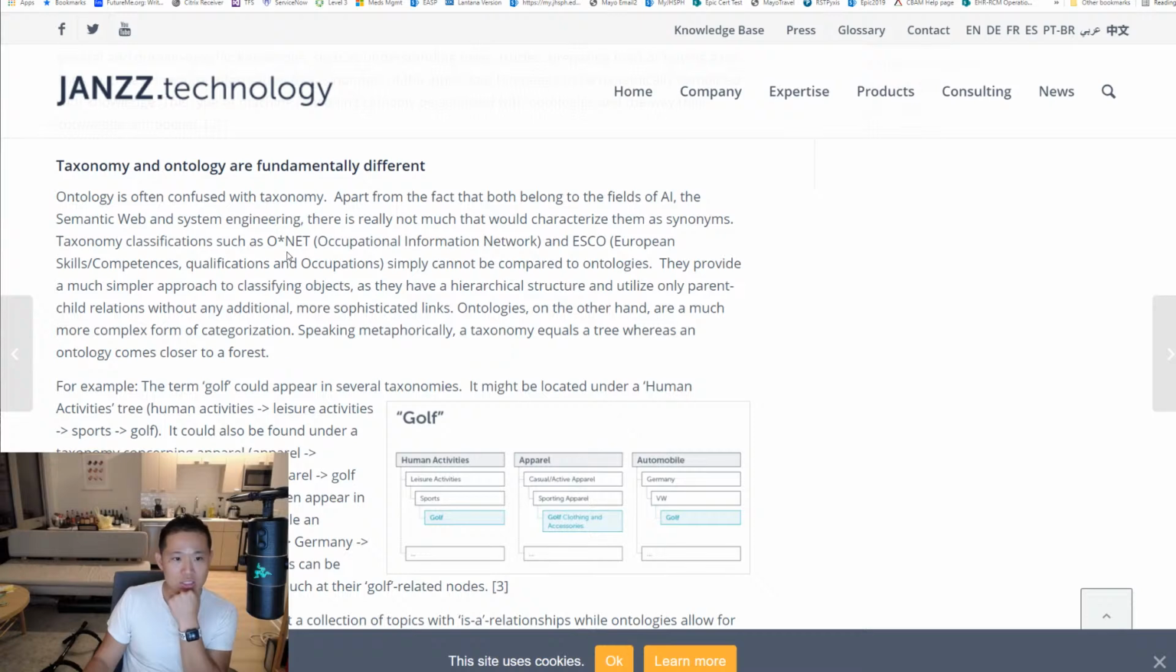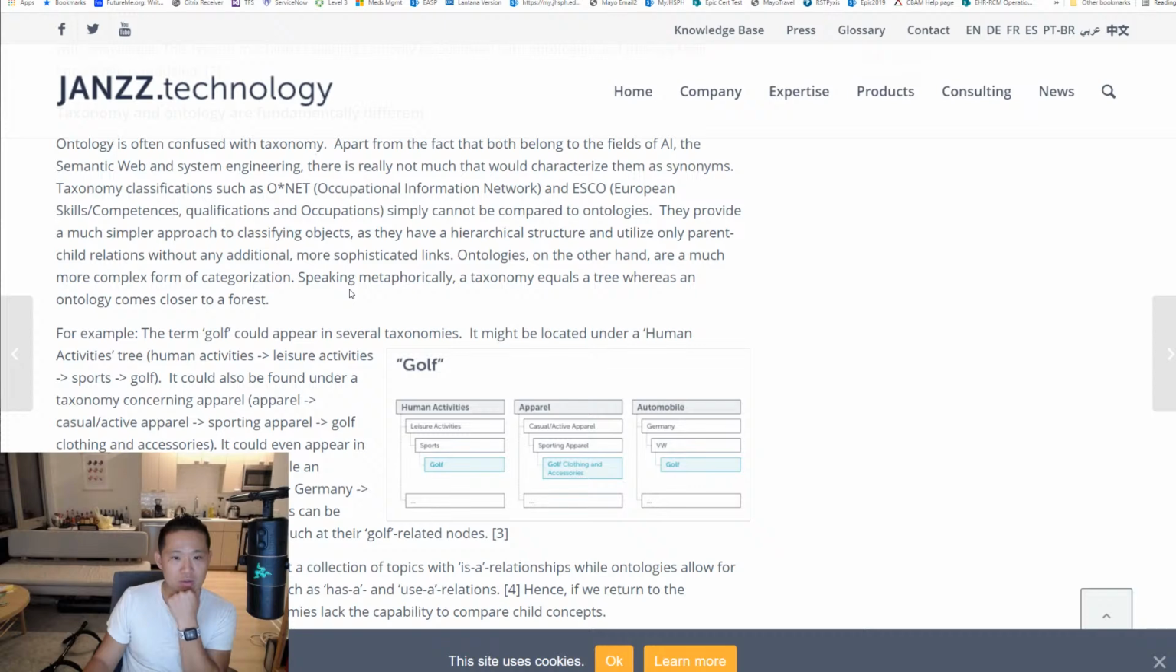Taxonomy and ontology are fundamentally different. Ontology is often confused with taxonomy. Apart from the fact that both belong to the fields of AI, the semantic web, and systems engineering, there is really not much that would characterize them as synonyms. Taxonomy classifications such as O*NET, Occupational Information Network, and ESCO, European Skills, Competences, Qualifications and Occupations, simply cannot be compared to ontologies.